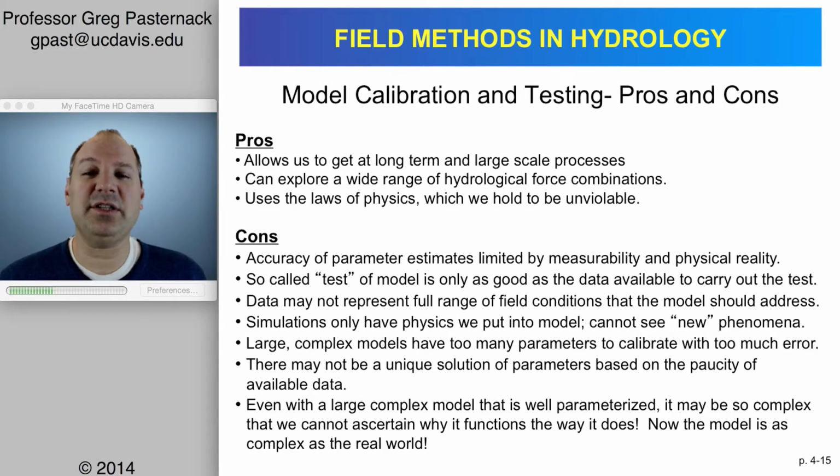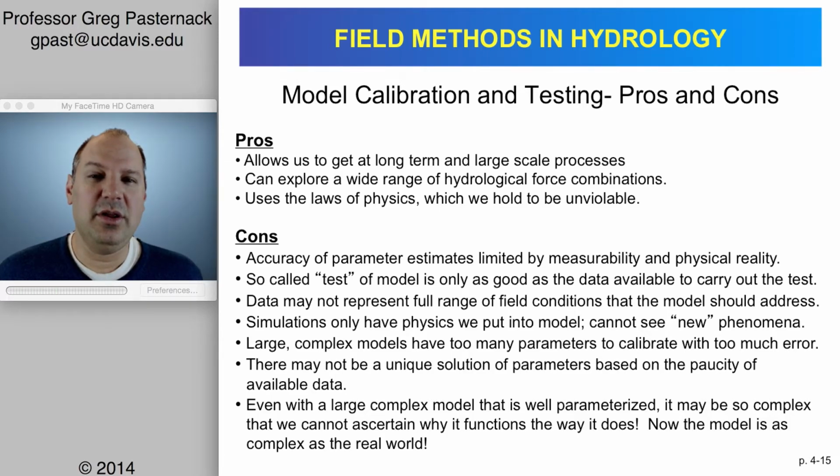So if you see a difference between what's observed and what's predicted by a model, is that the model's fault or is that the data's fault? It's important to have estimates of uncertainty or error in both data and models. The simulations only have the physics that we put in there, so they're not going to be able to see inherently new phenomena that we haven't programmed into them. Also, sometimes models become so large, they have so many parameters that you can get any outcome you want simply by mixing and matching different parameter sets. And at that point, the model is almost useless because you don't really know what's real anymore.